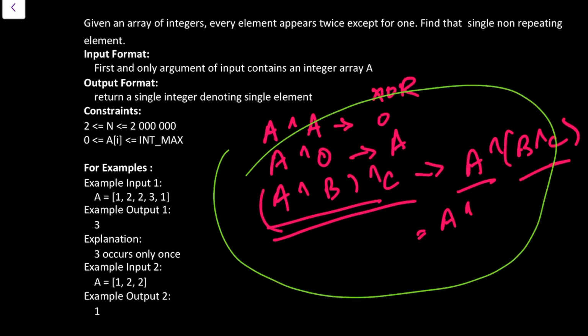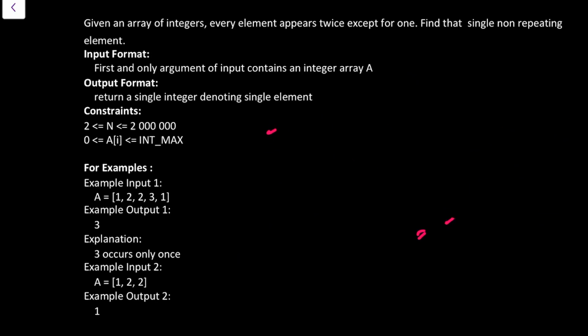Let me erase that. So finally, let me discuss the solution with you quickly. It shouldn't take much more than a minute. What we have to do is find the XOR of all the elements. Let's assume there are 4 elements, and D is the one which is non-repeating.